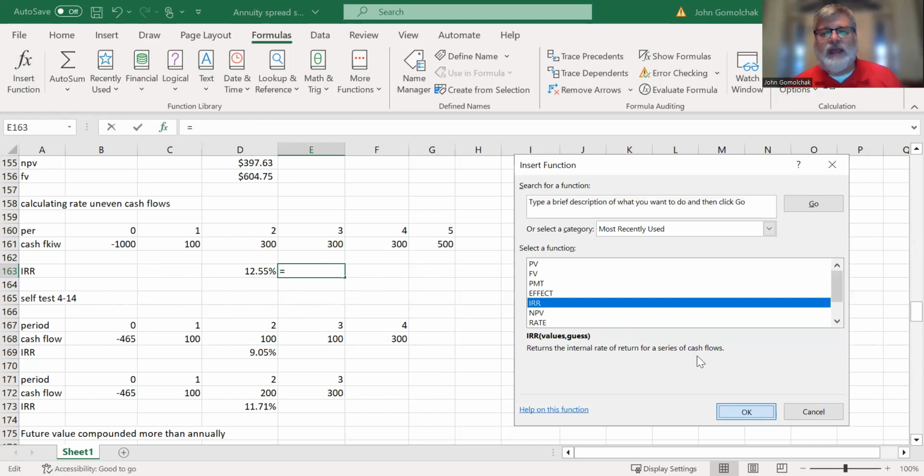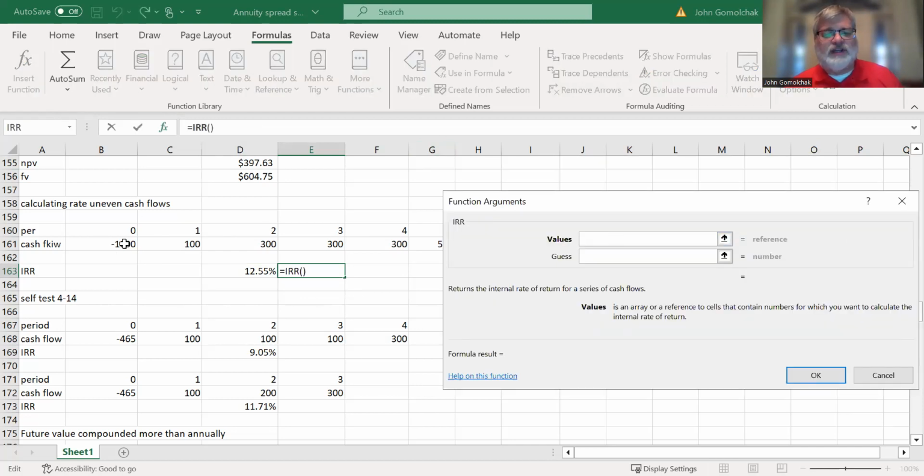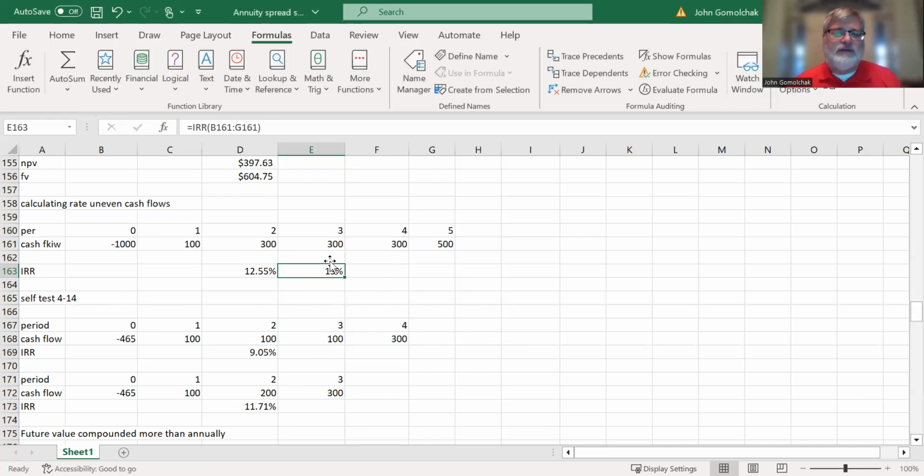IRR, hit OK. The values, I'm just going to click on here. Then I'm going to hit the colon, and then I'm going to hit period 5, hit equal. Okay, now this is coming up to 13 because I didn't bother changing it.